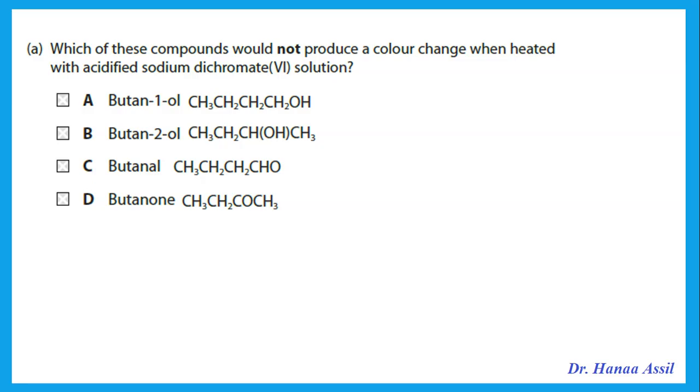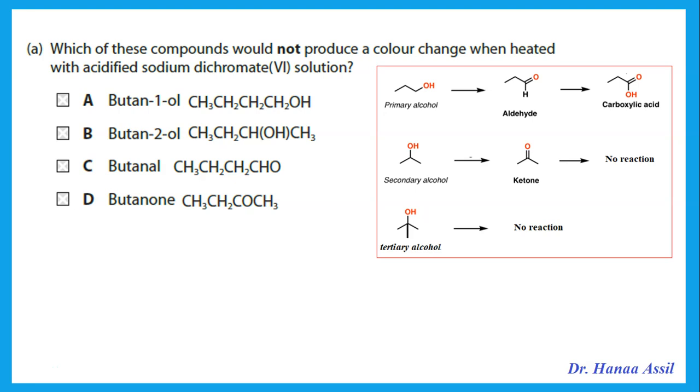Which of these compounds would not produce a color change when heated with acidified potassium dichromate? That means, which of these would not react with an oxidizing agent? Remember, again we said, the alcohol forms aldehyde, the aldehyde can form acid. A secondary alcohol will form a ketone, and the ketone cannot be further oxidized. A tertiary alcohol does not react. So we're looking for something that does not react with oxidizing agents, so we're looking for a tertiary or a ketone. So what are each of these choices?